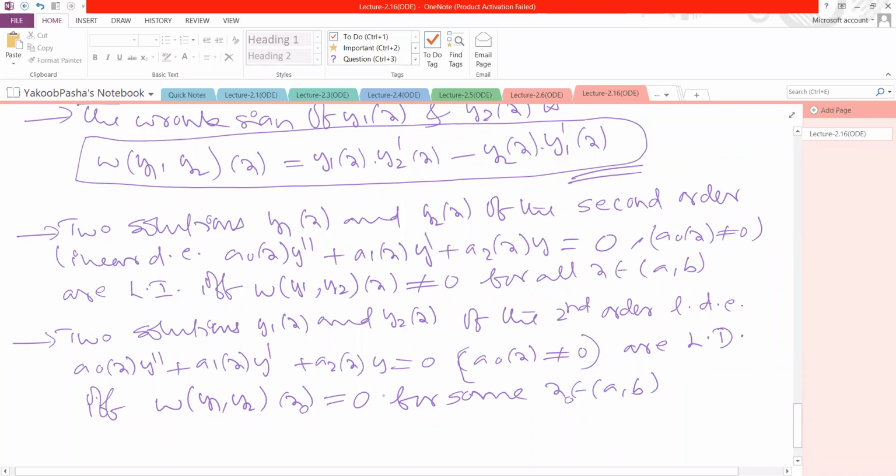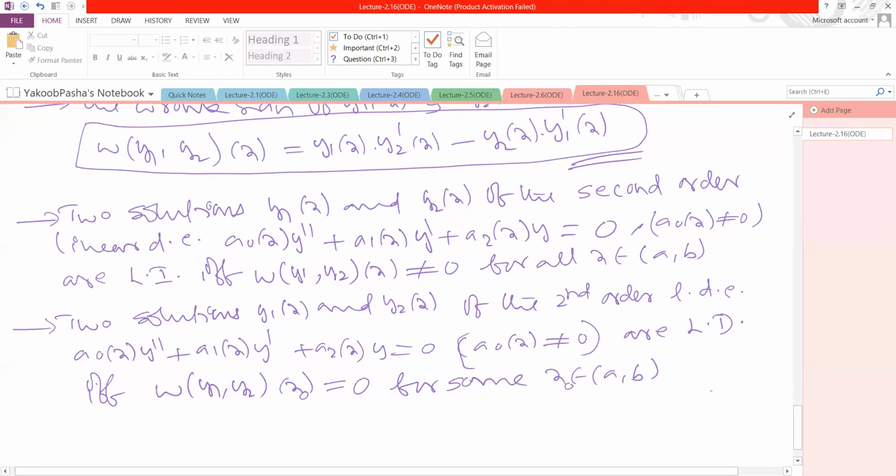If we find the Wronskian of two functions, either it is 0 or it is not equal to 0. There is no meaning of sign.